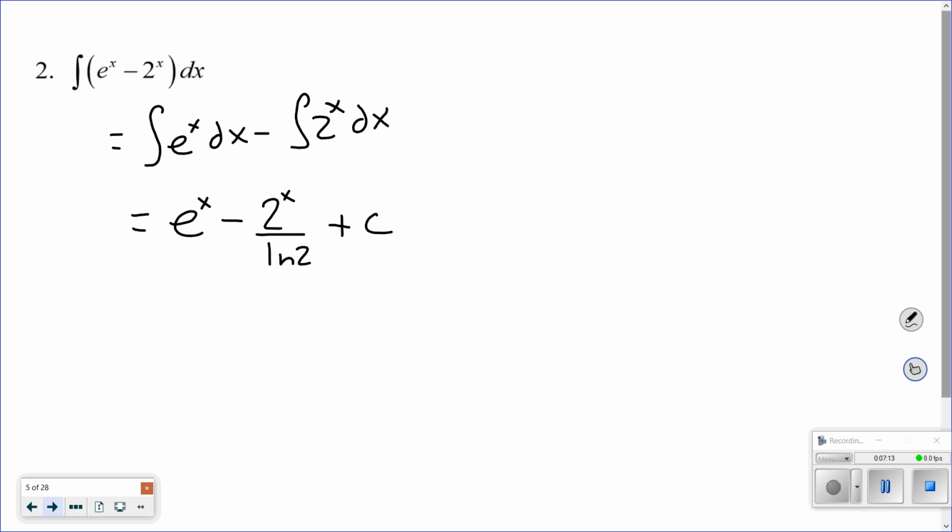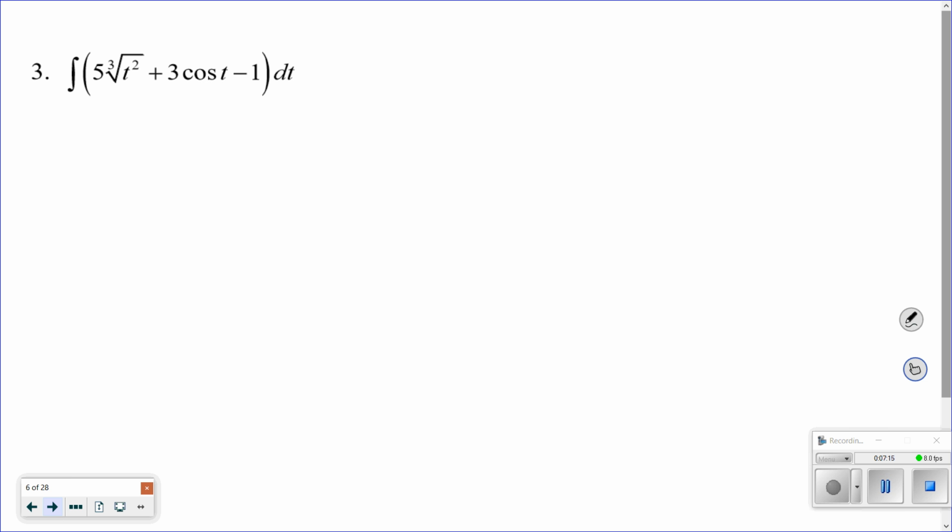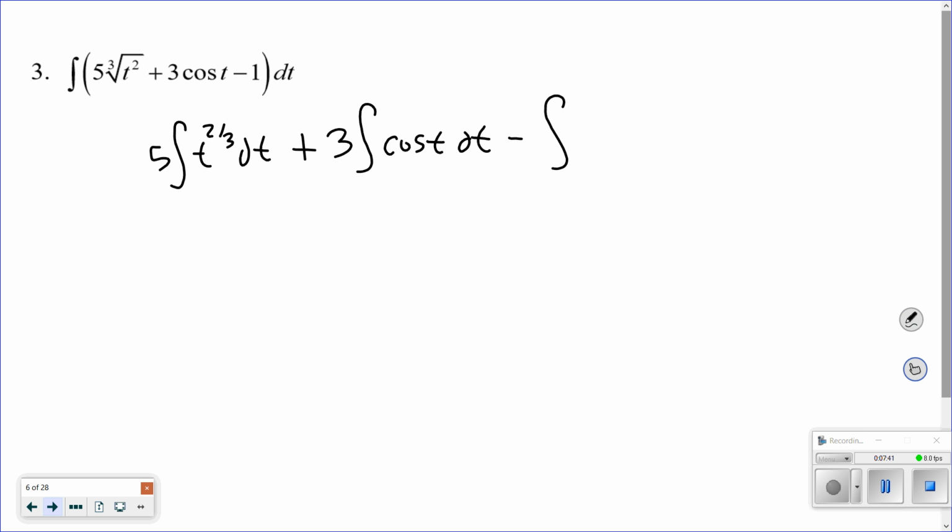If you look at this third example, again I have separate terms here, so I'm going to separate these terms. I'm going to write it as the integral of, I'm going to move the 5 out there, 5t to the 2/3, right? The cube root of t squared is t to the 2/3, plus I'm going to move the 3 out, 3 integral of the cosine of t dt, minus the integral of 1 dt. Now I can just do each of these separately.